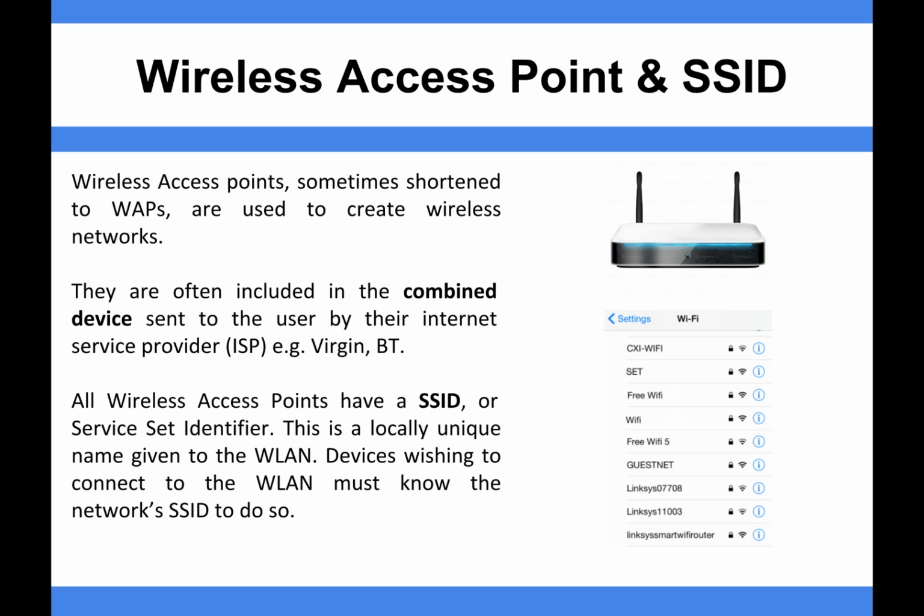If you say with BT Internet or Sky Internet, they will send you a BT hub or a Sky hub. Now these are known as combined devices because they actually contain multiple things. One of them being a wireless access point, which is a bit of hardware. They also have a router in it, a switch, and a modem. They have a range of devices within these combined devices, but one of them being a wireless access point, which you need to know about.